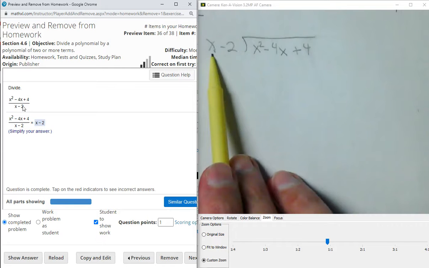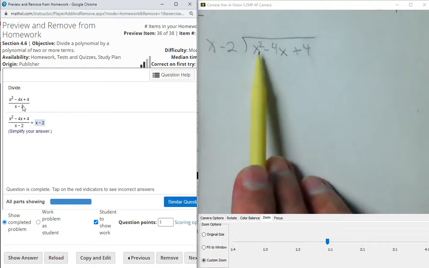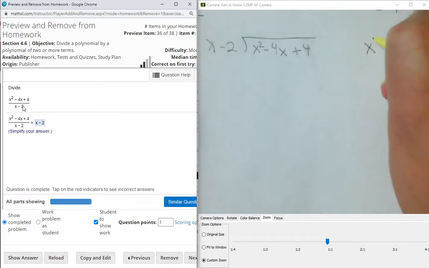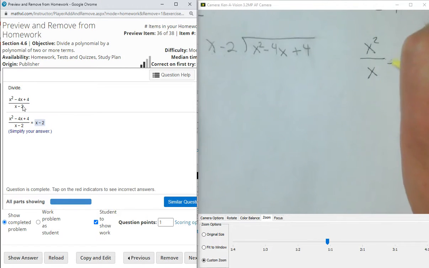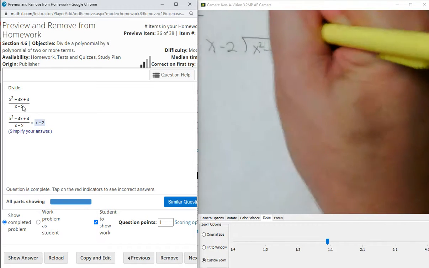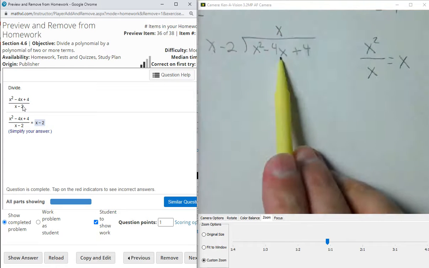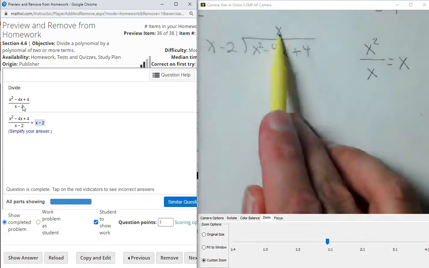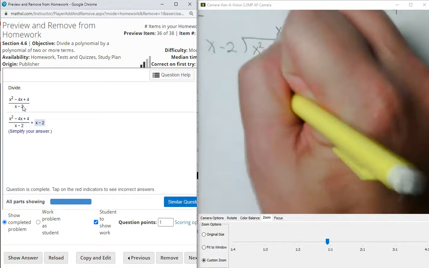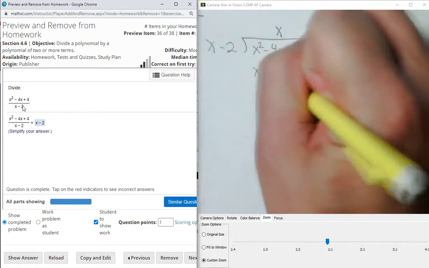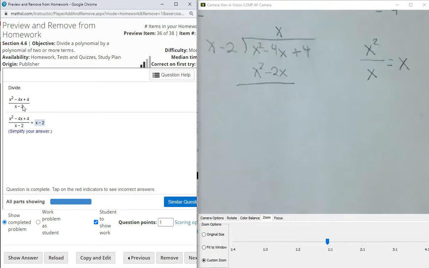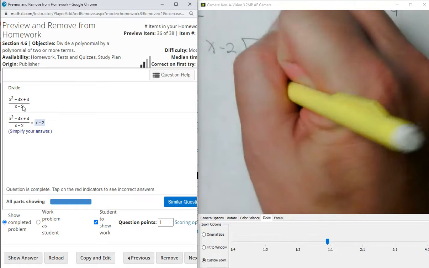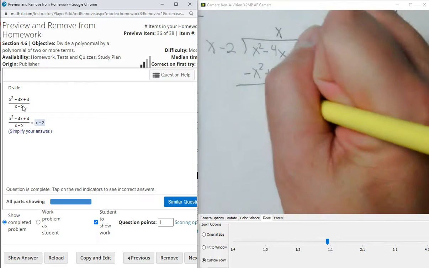So I divide the first term of the dividend by the first term of the divisor, and that gets me x. So x is going to go right here. Notice that it's above the first degree term. Then I would multiply x times x minus 2. You get x squared minus 2x. Now, as it says in the textbook, what you would do is subtract. I like to go ahead and change signs and then add.